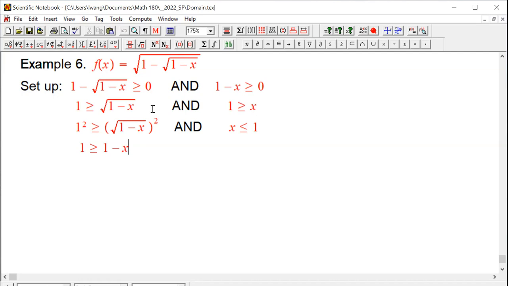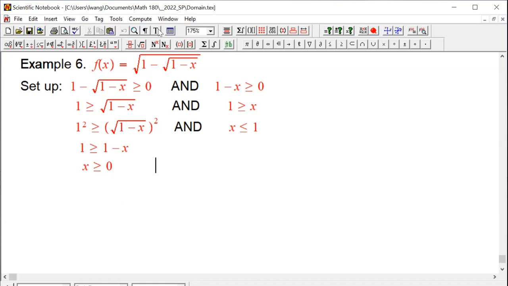Okay. And then what? We subtract 1 on both sides, and then add x on both sides. So what do we get? We're getting x greater than or equal to 0. You subtract 1 on both sides, right? And then you add x on both sides. You get x greater than or equal to 0.